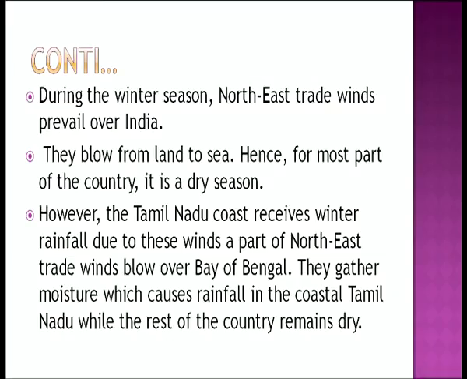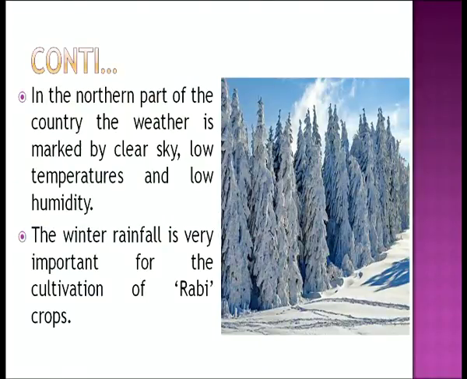During the winter season, northeast trade winds prevail over India. They blow from land to sea, hence for most part of the country it is dry season. However, the Tamil Nadu coast receives winter rainfall due to these winds. A part of the northeast trade winds blow over the Bay of Bengal. They gather moisture which causes rainfall in coastal Tamil Nadu, while the rest of the country remains dry. In the northern part of the country, the weather is marked by clear sky, low temperatures and low humidity. The winter rainfall is very important for the cultivation of rabi crops.